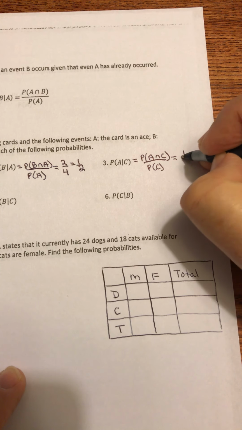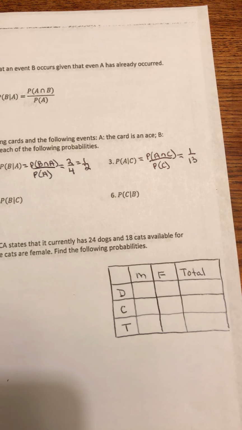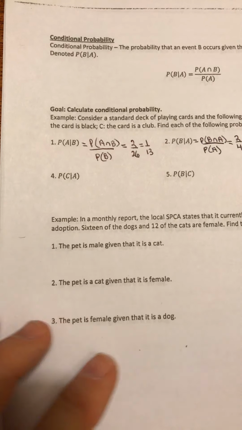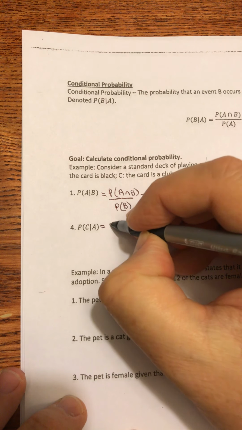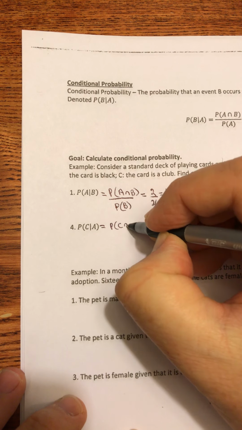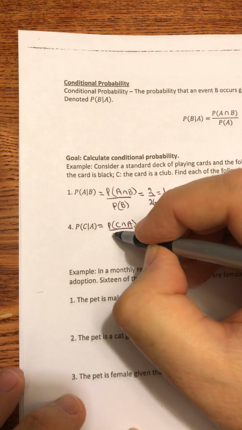There's only one of those, and there's 13 clubs. So 1 out of 13. The next one, club, given that we know it's an ace. So club intersect ace. We just did that even though it's backwards from the previous problem.